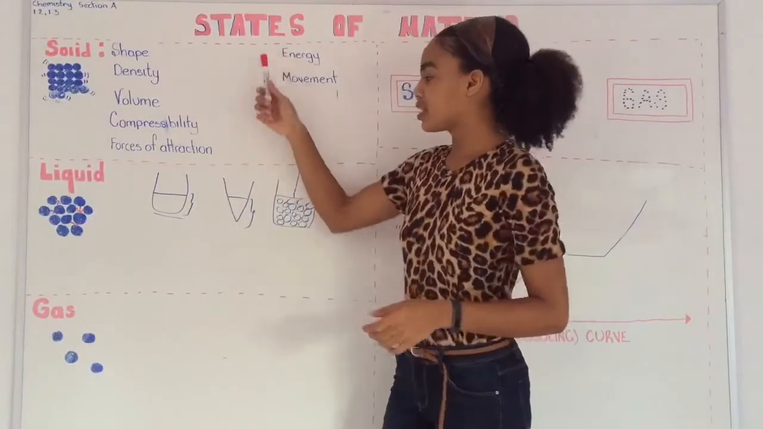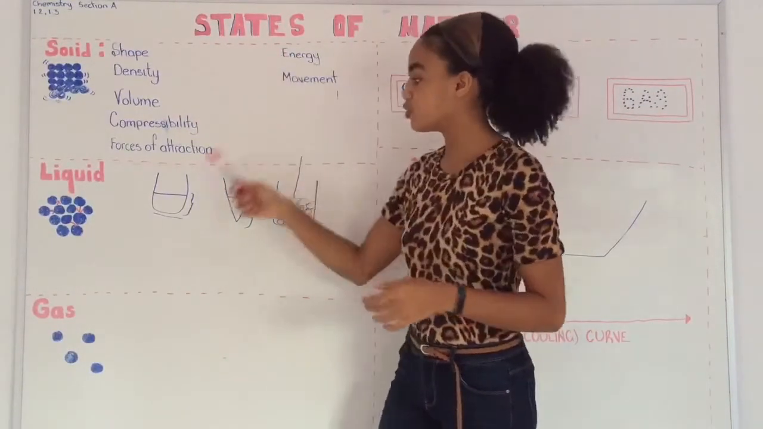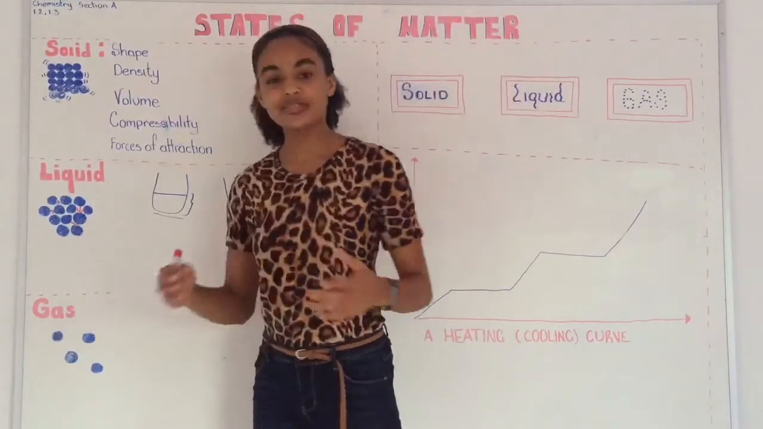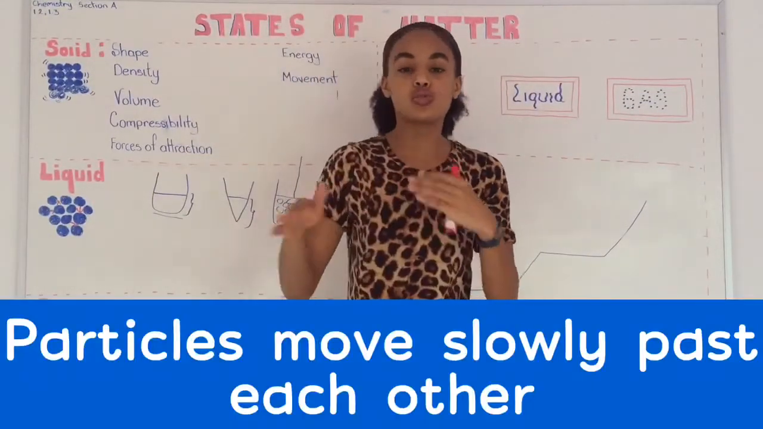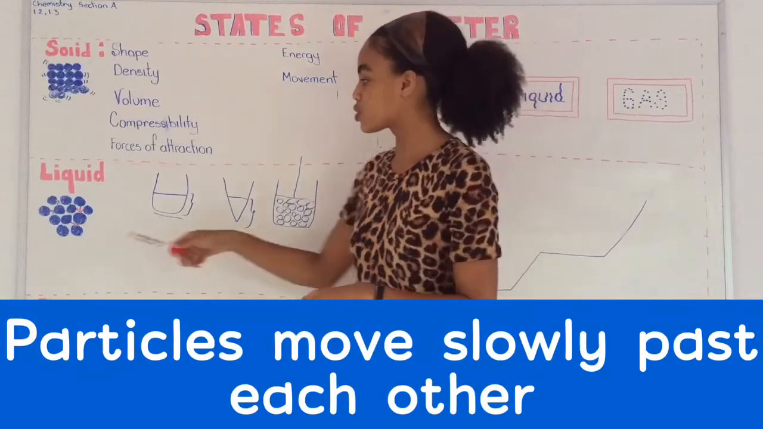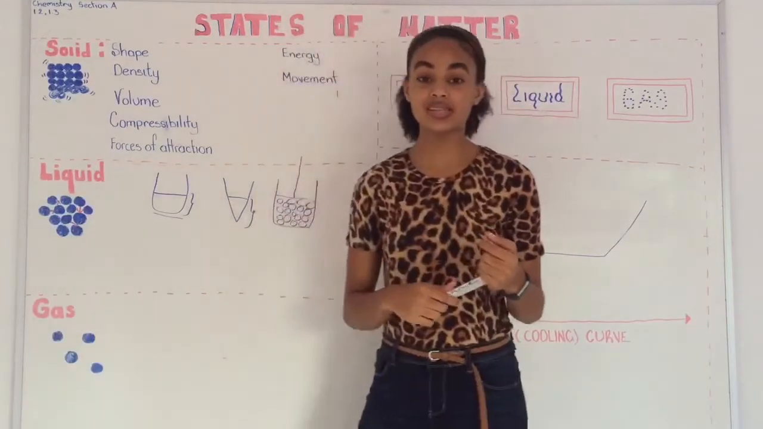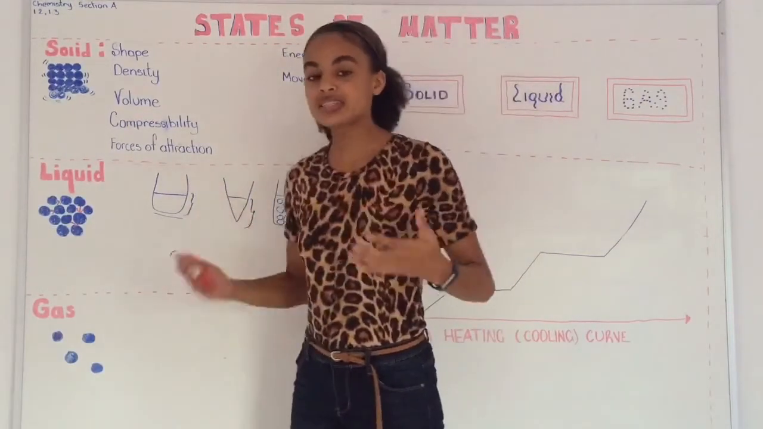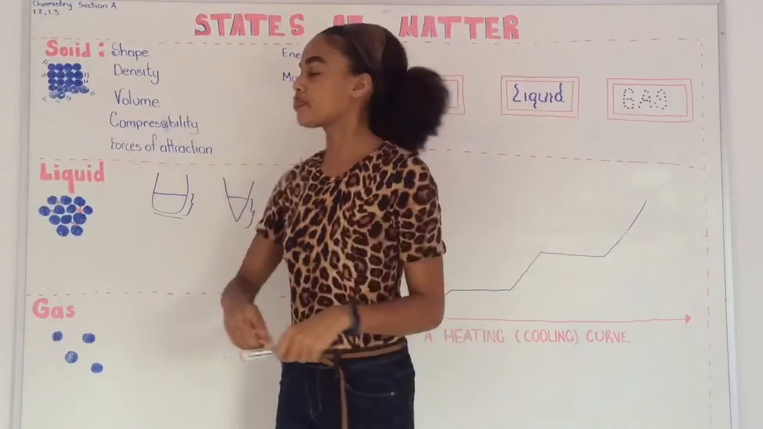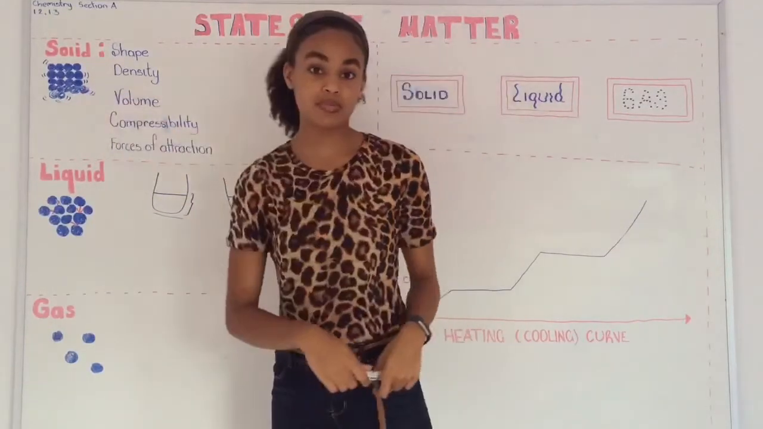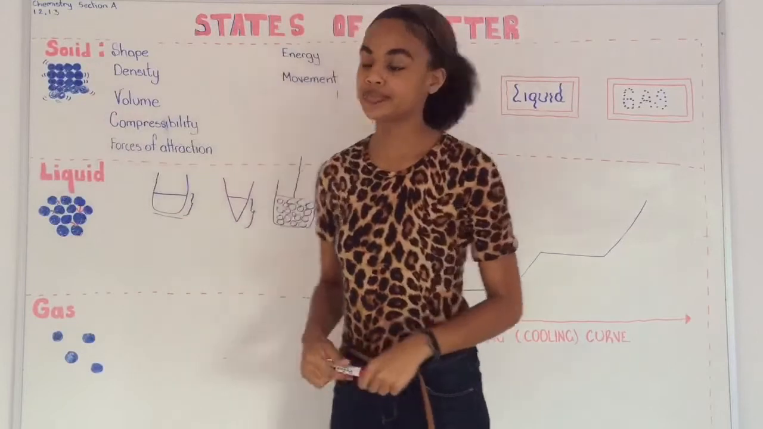So movement, energy, kind of similar. Movement, it moves in all directions. They glide slowly past each other. The particles in liquid move slowly past each other because they have a little bit more kinetic energy than the vibrating particles of the solid.